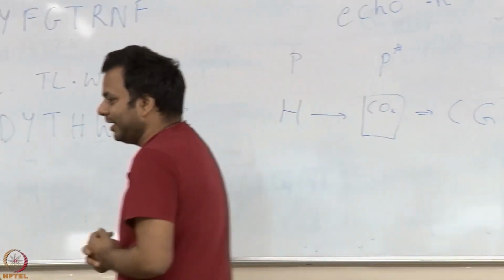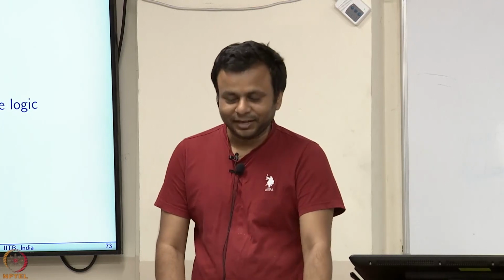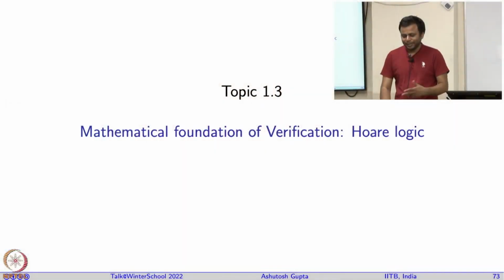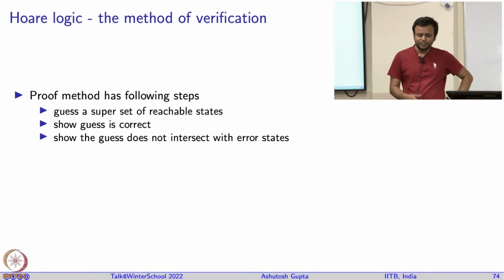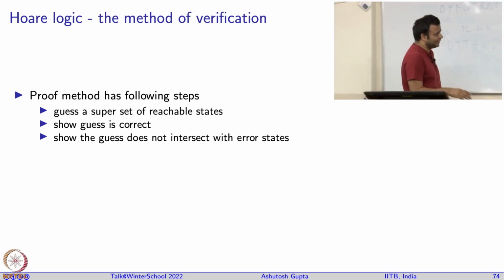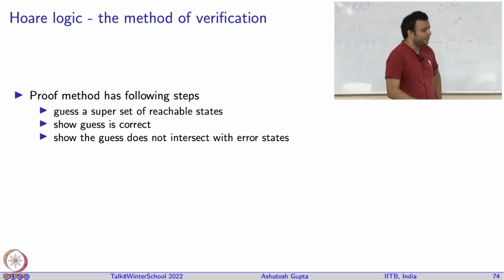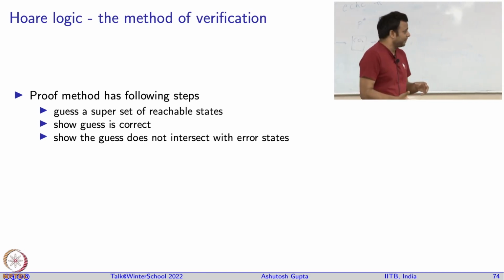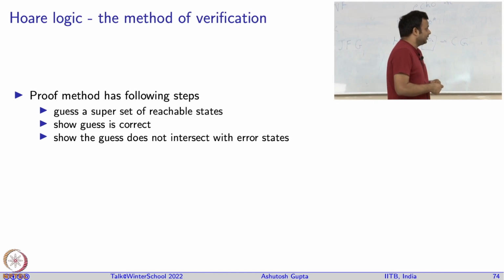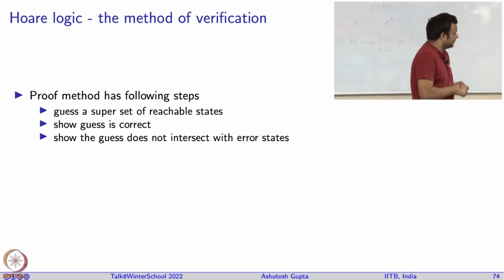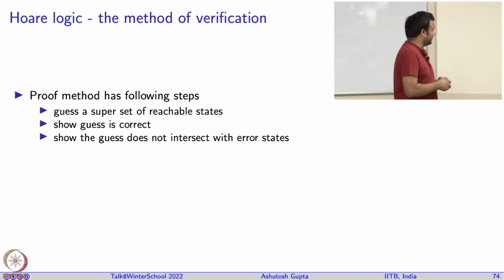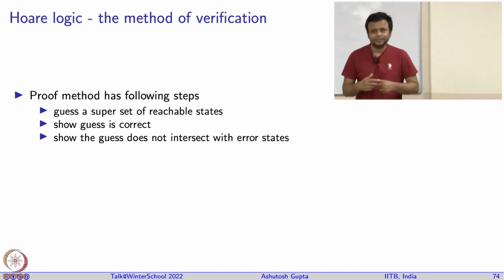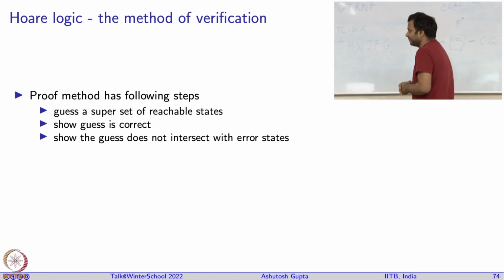So he said programming should not be a hack, it should be art, and he came up with the principles. So what was his principle and how does he think about it? Let's get technical. Basically, the idea is to guess a superset of reachable states, and show the guess is correct. Somehow you need to illustrate the guess is correct, and then you show that the guess does not intersect with the error state. The guess is basically a safe set of states.